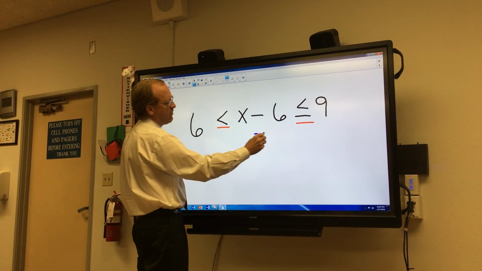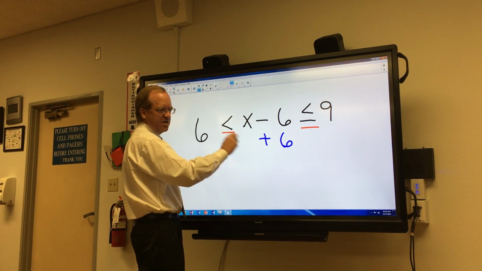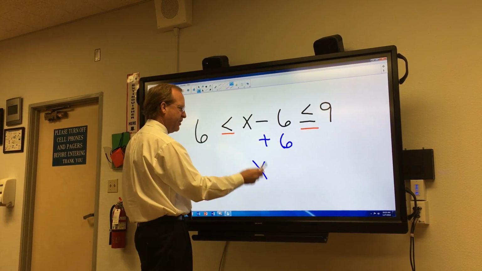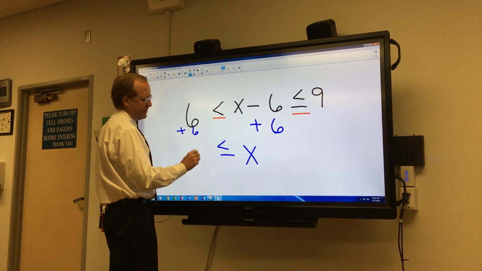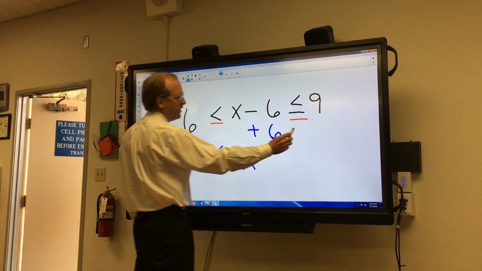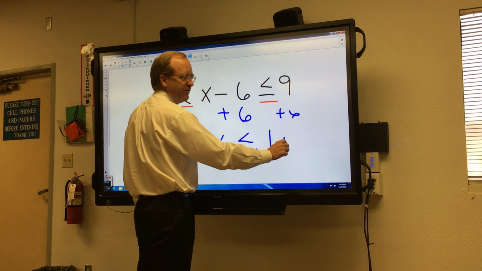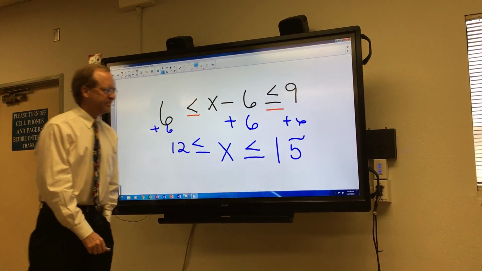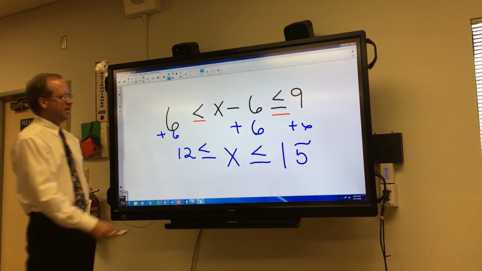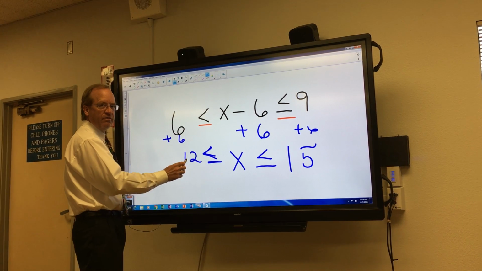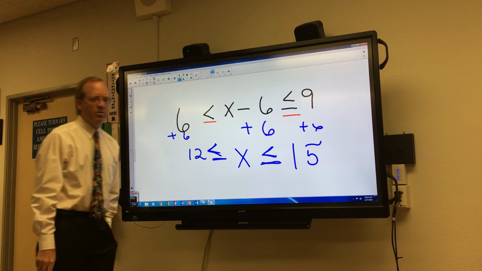And a handy way to do that would be to add 6 to this side, because negative 6 and positive 6 zeroes out. However, to keep it right, I have to do it to each side. So this is going to wind up being 12. This is going to wind up being 15. Okay? And that is going to be that. X is greater than or equal to 12. X is less than or equal to 15.